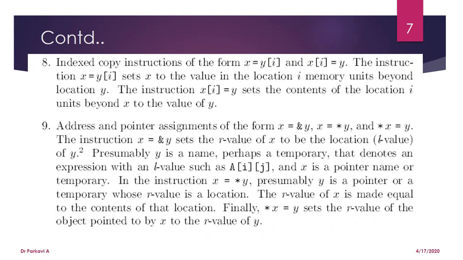The eighth one is the array representations. If you want to copy the contents of an array to a variable, you can write it as x equal to y of i, that's a 3-address code. And if a variable's content has to be copied to the array, x of i equal to y can be used. Then the ninth one is related to pointers and addresses. So x equal to ampersand y, x equal to star y, or star x equal to y. This kind of operation can be represented in the 3-address code.